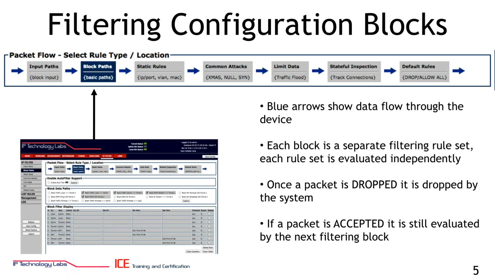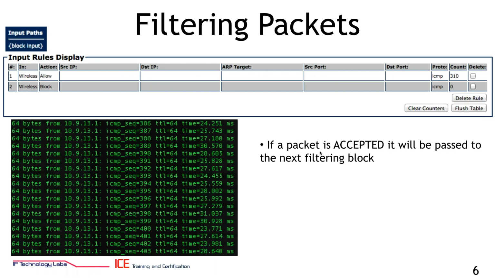The blue arrows show you how a packet flows through the device. If a packet's dropped, it's dropped. If it's accepted, it's accepted. So you can see here we've got a packet that's been accepted. We've got data coming in the wireless interface, and we're allowing it. Our second rule is data coming in the wireless interface, we're blocking it. Because we are allowing it here, that packet has been accepted, and it will not be evaluated by this block.